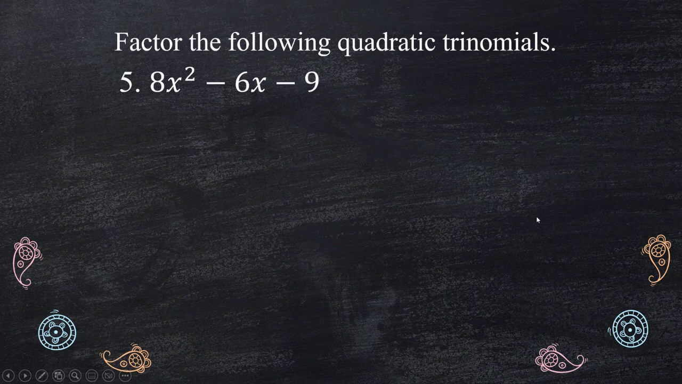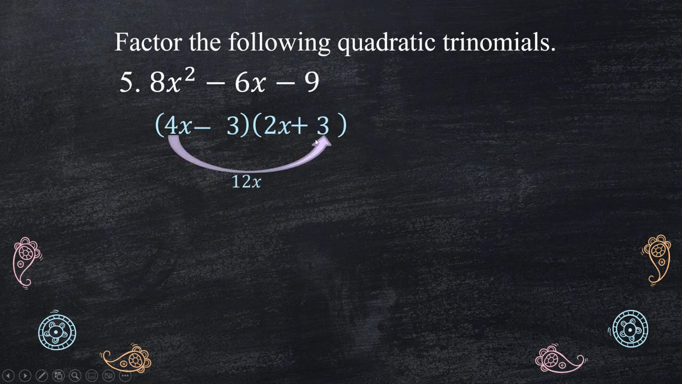Okay, number 5. I have 8x squared minus 6x minus 9. Now this one's going to get a little interesting because we have a different opportunity here for the first term. Okay, so I'm going to guess for the first one, 4x and 2x. And for the last one, of course, I have to have a negative and a positive. I'm going to guess negative 3 and positive 3. Okay? Now when I check this, 4x times 3 is 12x, and negative 3 times 2x is negative 6x. Well, 12x minus 6x is positive 6x, but I need a negative.